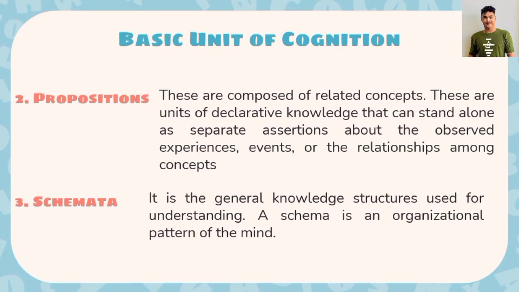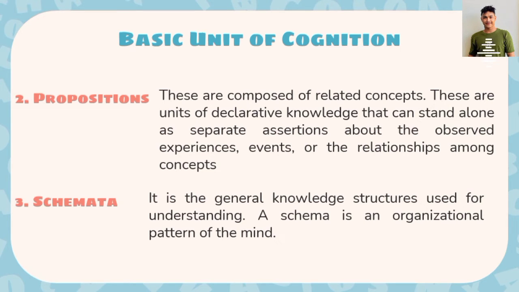The second basic unit of cognition is the propositions. These are composed or related concepts. These are units of declarative knowledge that can stand alone as separate assertions about observed experiences, events, or the relationships among concepts. Concepts and propositions are somewhat related. As I have said, a concept is a combination of a word, spoken or written, and an idea which is its meaning. While a proposition is a combination of ideas, and a statement is a combination of concepts which expresses those ideas. For example, a proposition is a statement like all equilateral triangles are equiangular. It states a proposition that relates the ideas in the concepts of triangle, equilateral, and equiangular.